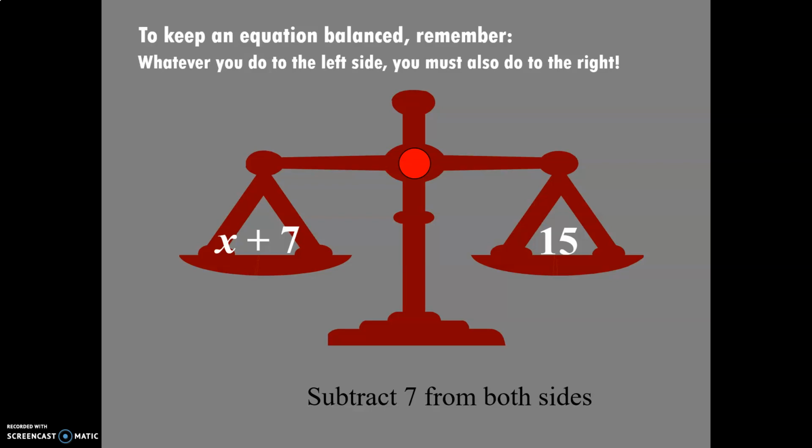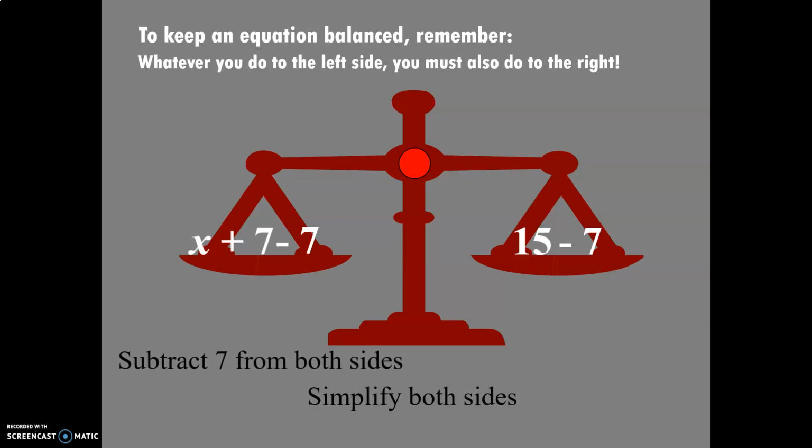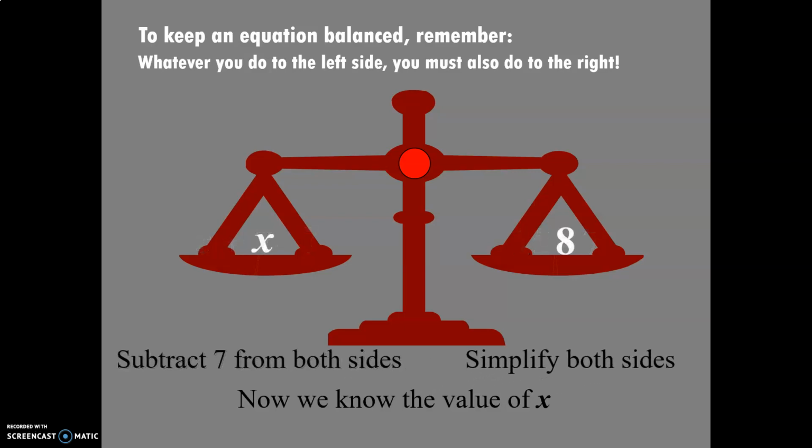But we don't want that 7 on that side. We want to get rid of it. We want to remove it and just find out what is that x all by itself. So let's take away that 7 from both sides. All right? And if we do that, take away that 7, and we simplify both sides, we get x on the left side and 15 minus 7, which gives us 8 on the right side. And now we know the value of x. We actually can show those steps.